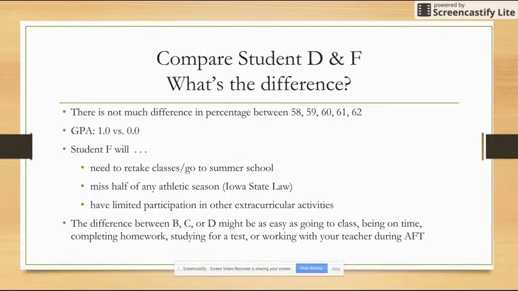When I compare student D and student F, again, there isn't a big difference between the 58 and 62%. Unfortunately, because the GPAs are so different, student F will need to retake classes or go to summer school. Student F will have to miss half of any athletics season. And this is an Iowa state law. It's not just unique to Iowa City. Student F will also have limited participation in other extracurricular activities.